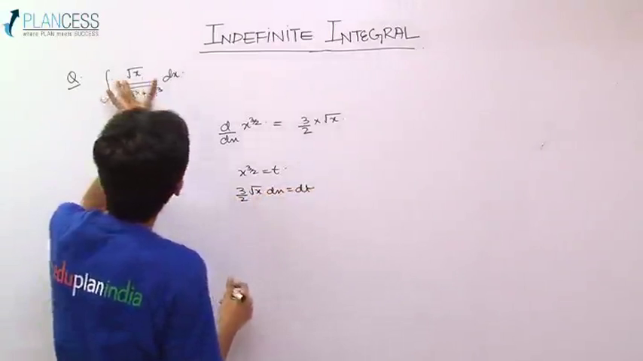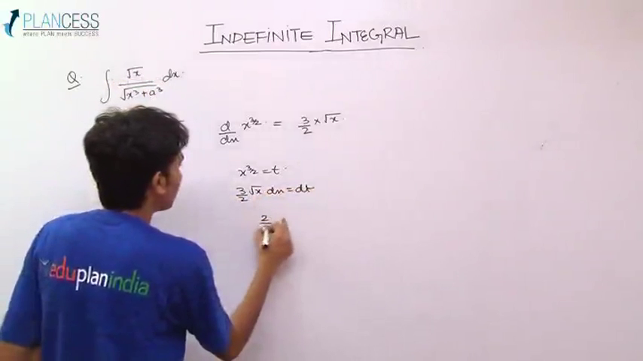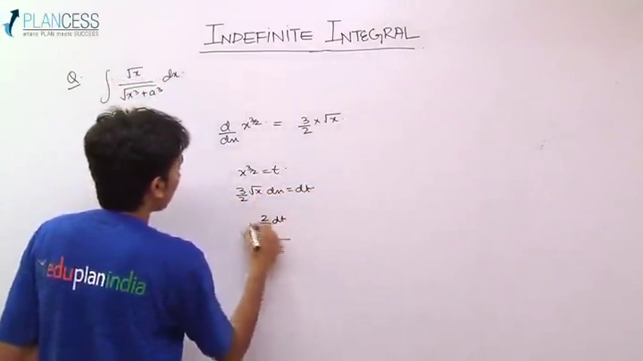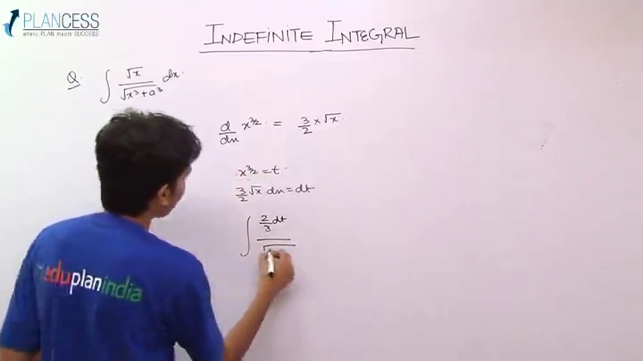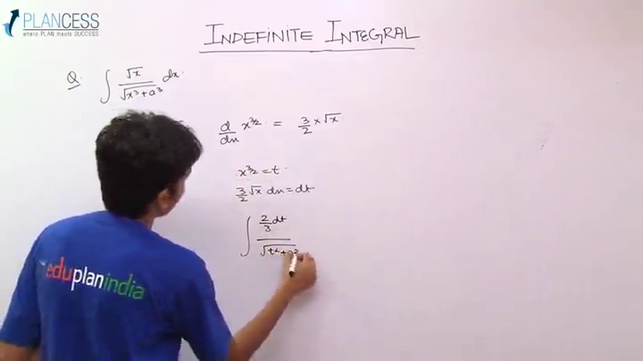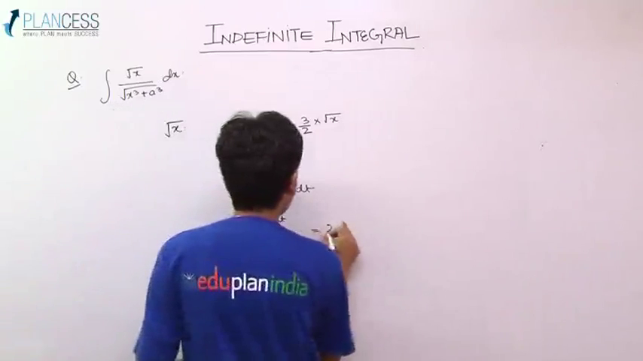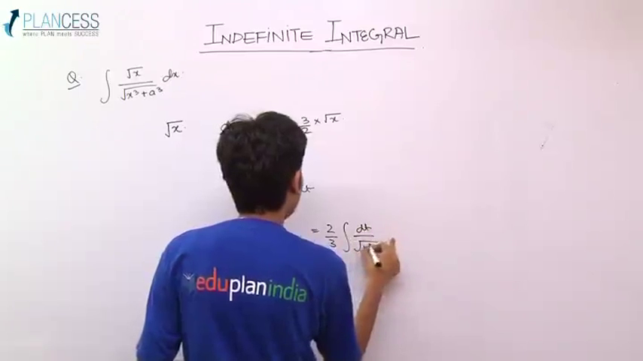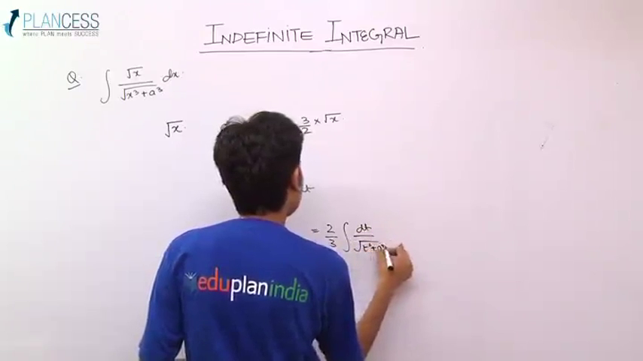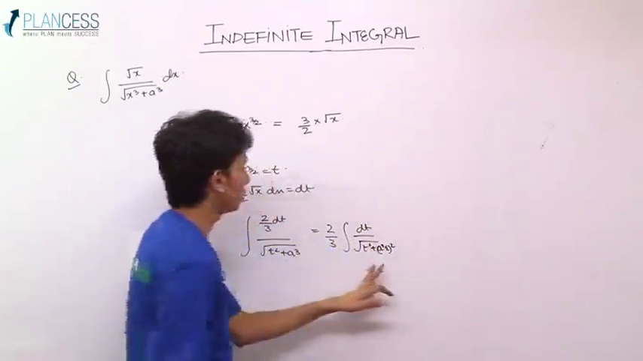So substituting root x dx as 2 by 3 dt, and the denominator x cube is nothing but t square, so t square plus a cube, it gives us 2 by 3 integral dt upon root t square plus a to the 3 by 2 squared, and you know this integral, so I'm not going to solve it.